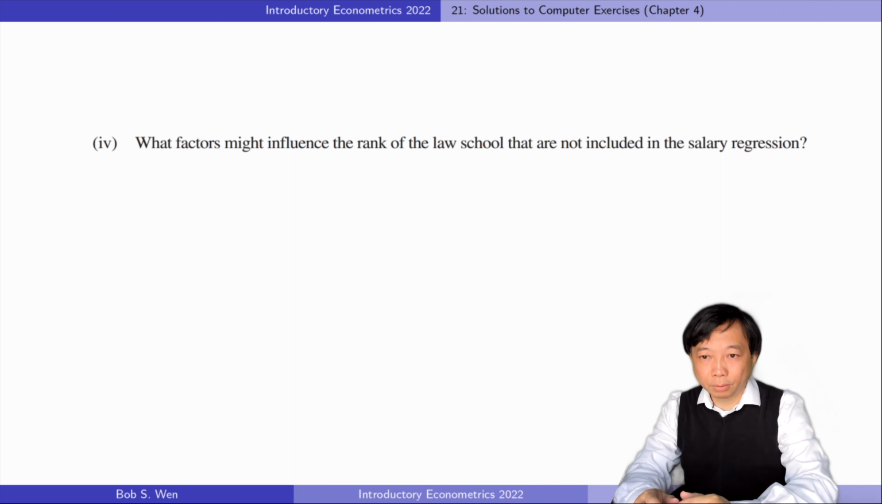For the last question, some variables could be correlated with the ranking variable, but not included in the model. Some graduate students' demographic characteristics could affect the starting salary, and they are also likely to be correlated with the ranking variable, therefore leading to omitted variable bias. Such factors include gender, race, and region.